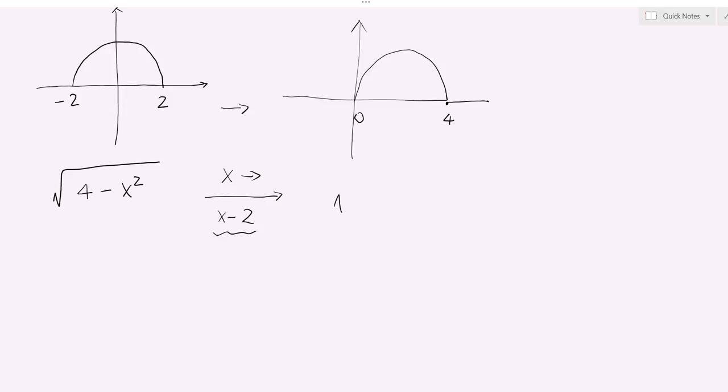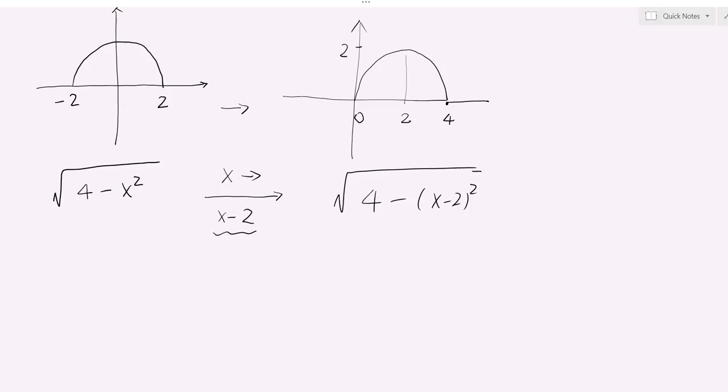So what we have is square root of 4 minus (x minus 2) squared. And you see it makes perfect sense, because at 2 you will have 0 over here and have root 4, and this is going to be 2. Okay.